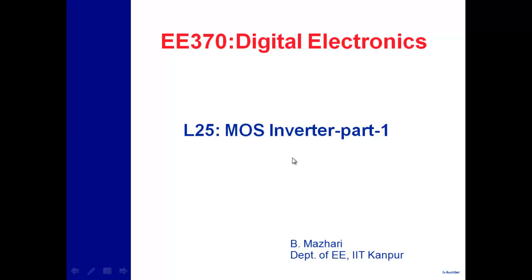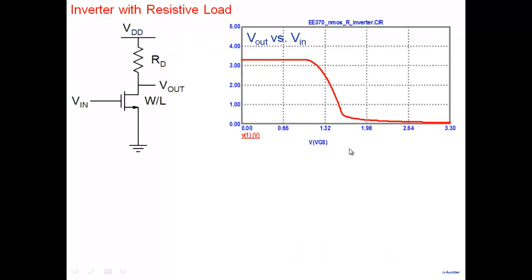All right, so let's start with the next topic, which is design of inverters and basic gates in MOS technology. All right, so this is a simple inverter that we have seen. One of the simplest inverters that we can make is to take an NMOS transistor and put a load resistor here and connect it to VDD.